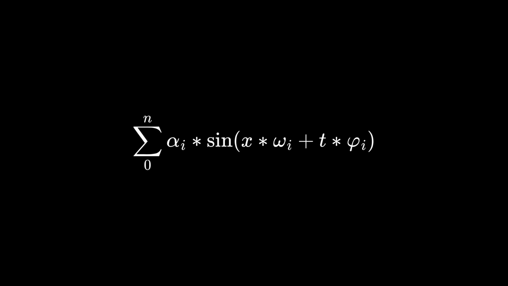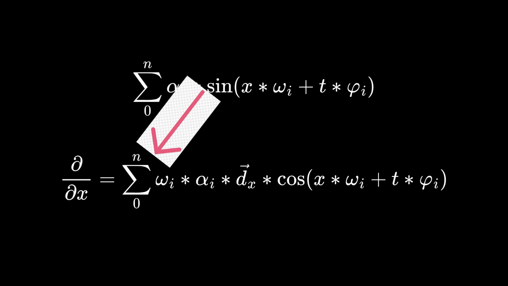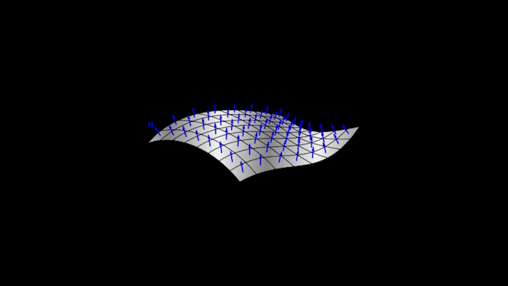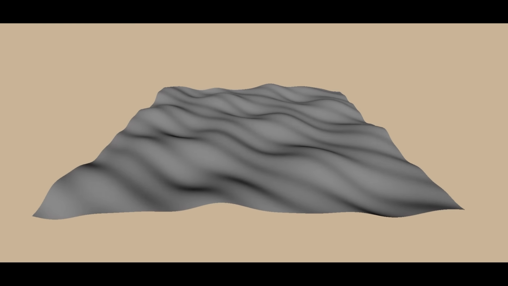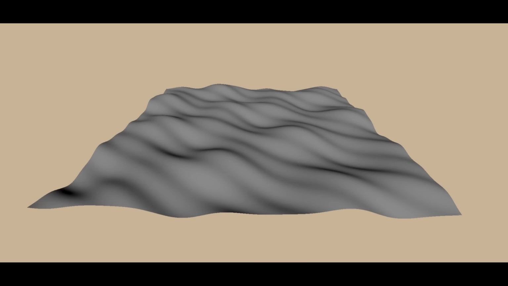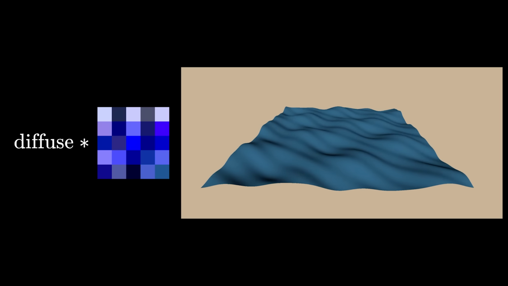But, Mr. Rolla, what about the normal vectors for the sum of sines? What a great question. It turns out that the derivative of a sum is the sum of the derivatives, so we just calculate the derivative of each wave and add it to a sum as we go along to get our partial derivatives. With calculus, our normals are now exact, not an approximation, and we're doing half the work, so we are using less resources. It's a total win-win. We can change the color of the water by multiplying the diffuse term with any color we want, like blue. Wow, look at that beautiful water.